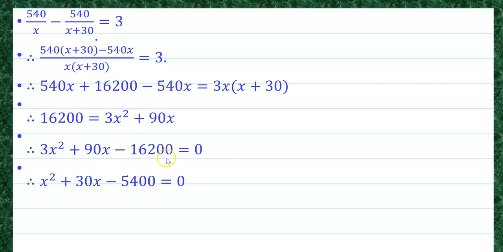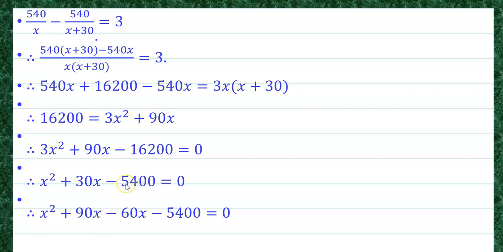Divide on both sides by 3. Dividing by 3 gives x square plus 30x, and dividing 5,400 by 3, you will get minus 5,400, and that's equal to 0. Now we have to find the factors whose difference is 30: 90 and minus 60, you will get 30.